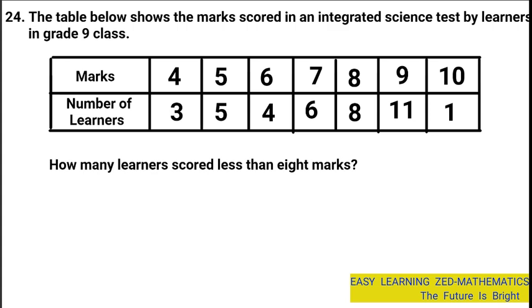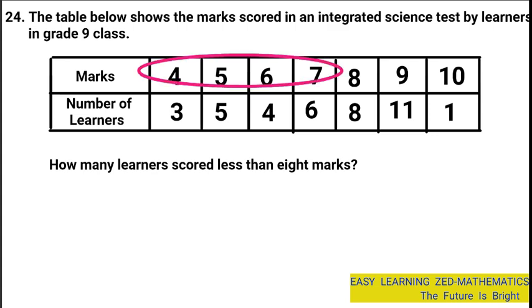Then let's come to the question. The question is, how many learners scored less than 8 marks? They're asking us to find the number of learners who scored less than 8 marks. What is important is, first we need to identify the marks that are less than 8. The marks that are less than 8 are these, the ones I've circled in pink. That is 4, 5, 6, 7.